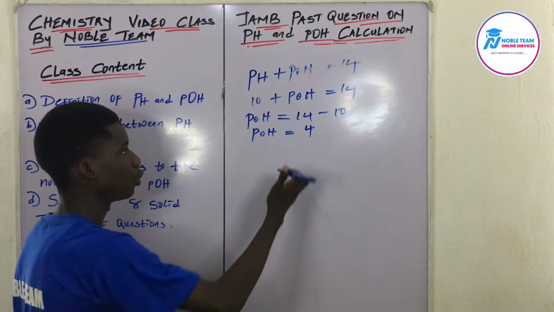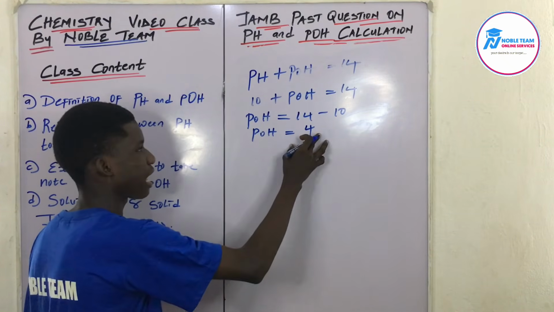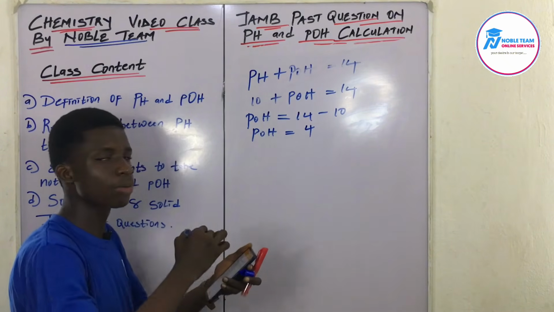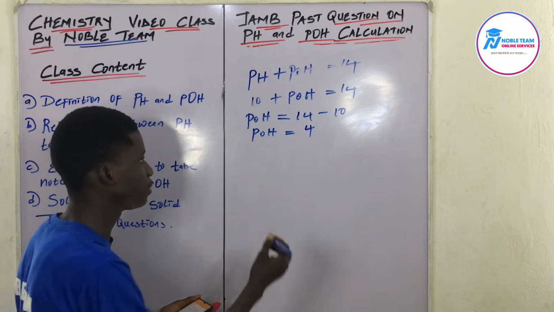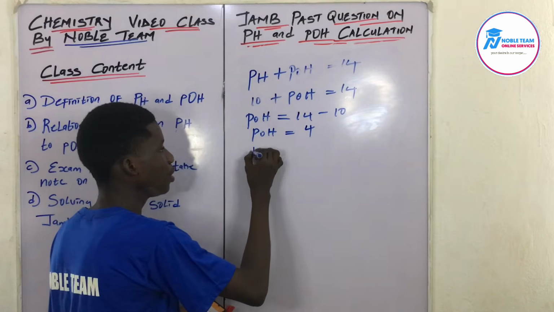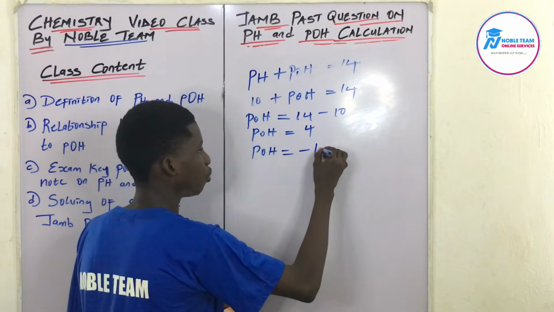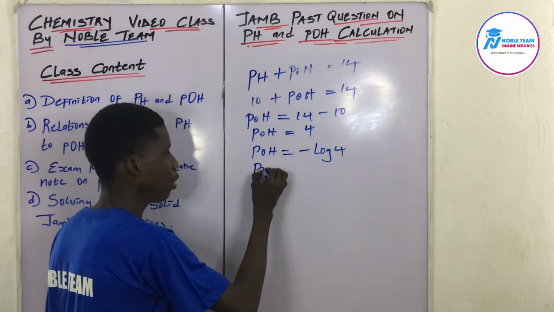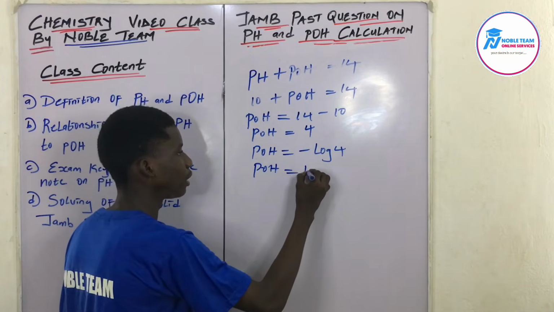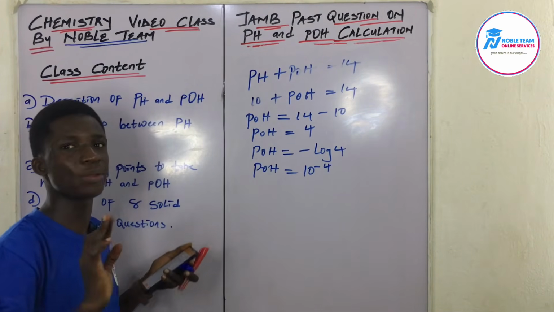Now I need to convert this in terms of log, because our final answer is in 10 raised to power minus 4, 10 raised to power minus 6. Now how am I going to achieve this? By applying pOH is now equal to minus log of this 4. Yes. And I'm going to be having pOH is now equal to 10 raised to power 4. So this is the final answer. And we are done.